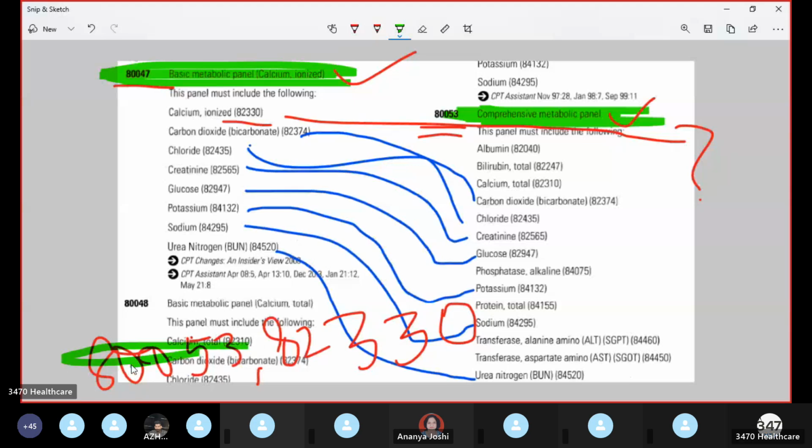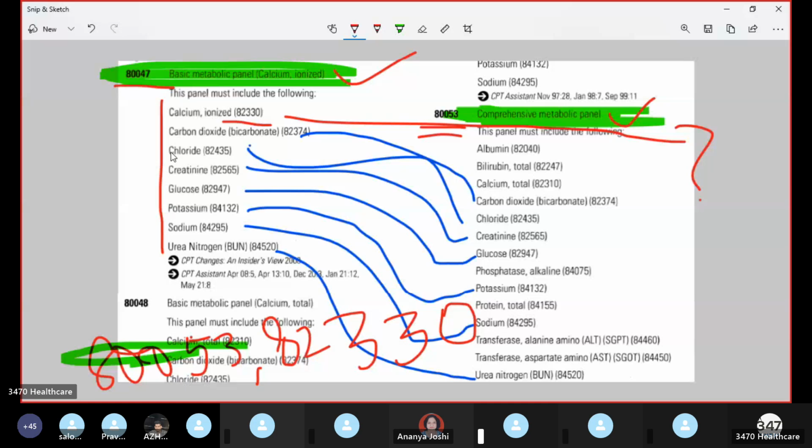Okay. Now what is the smallest panel? 80047. That smallest panel is 80047. Below that, for the tests given, you need to check whether all of them are coming in the higher panel or not. Everything is coming in the higher panel.